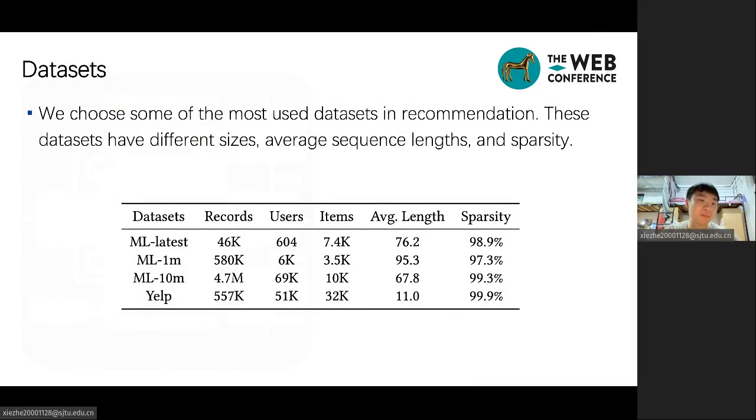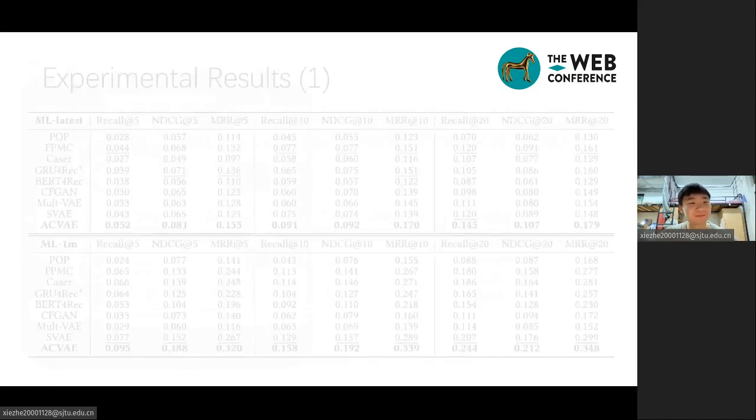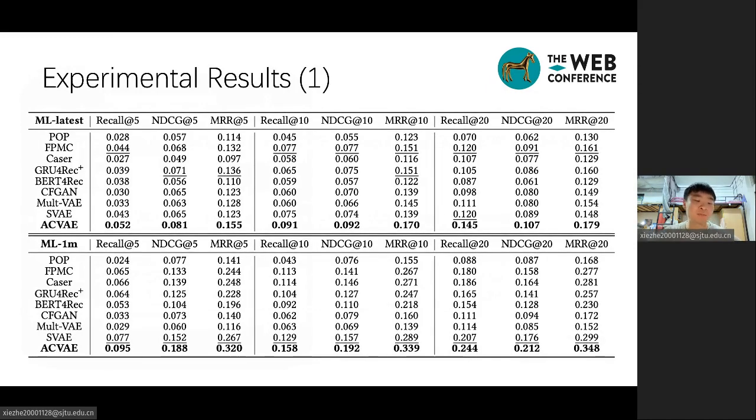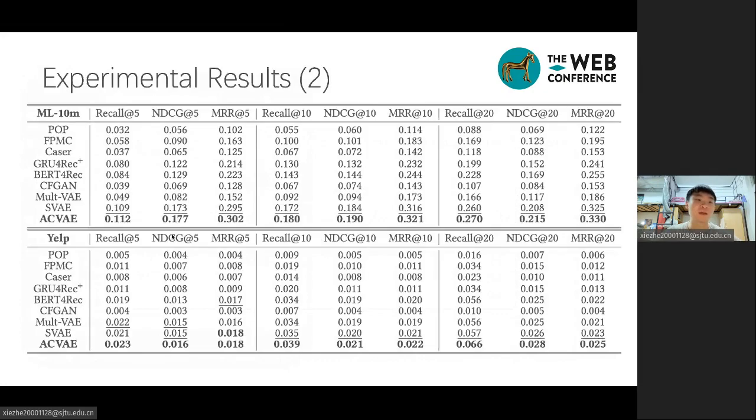For experiments, we choose four widely used datasets in recommendation. These datasets have different sizes, different average sequence lengths, and different sparsities. We conduct our experiments with baselines including FPMC and RNN-based, attention-based, GAN-based, and VAE-based methods. And these are our results. We can see that our model shows great improvement in almost all of the metrics on all of the four datasets, that is ML Latest, ML1M, ML10M, and Yelp.